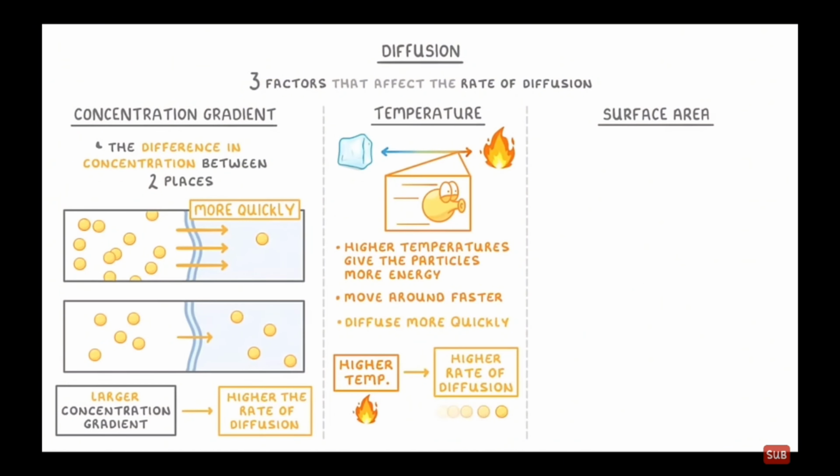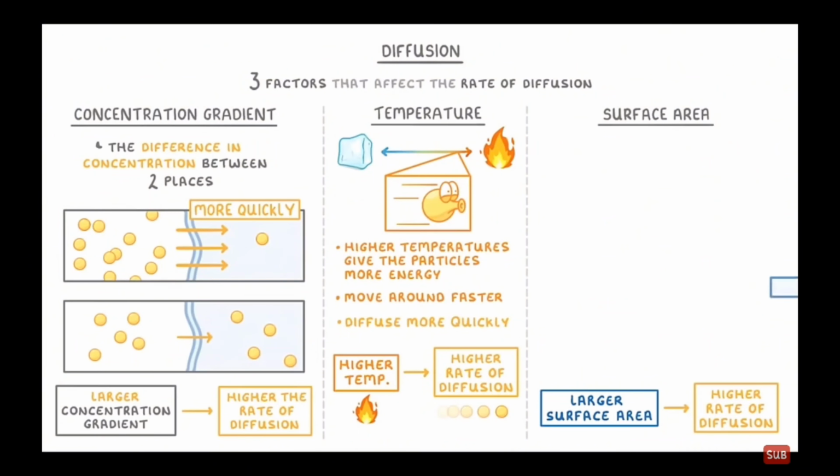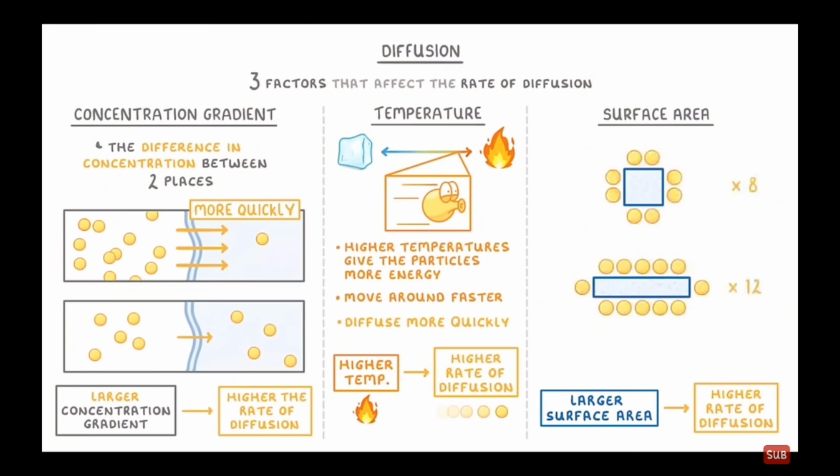The last factor is the surface area, and the rule here is that the larger the surface area, the higher the rate of diffusion. To see why, imagine that we have these two boxes. They both have the same volume, but the bottom one has a much larger surface area. This means that a lot more particles can fit around its surface, and so at any point in time, more particles could be diffusing in and out at once. So overall, we'll get a higher rate of diffusion across a larger surface area.